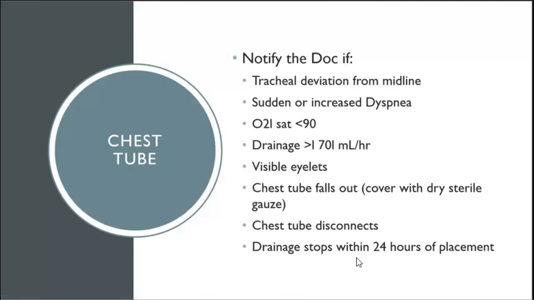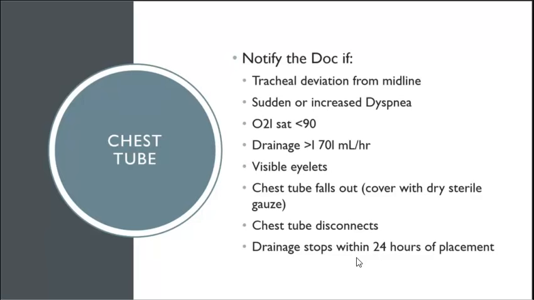So when do we notify the doctor? If we notice tracheal deviation, that means that the chest tube probably got dislodged and now they have air trapping or blood trapping, whatever, some kind of fluid trapping or air, and you're back at stage 1. So it got dislodged. Sudden or increased dyspnea. An O2 stat less than 90%. Drainage greater than 70 mLs an hour.